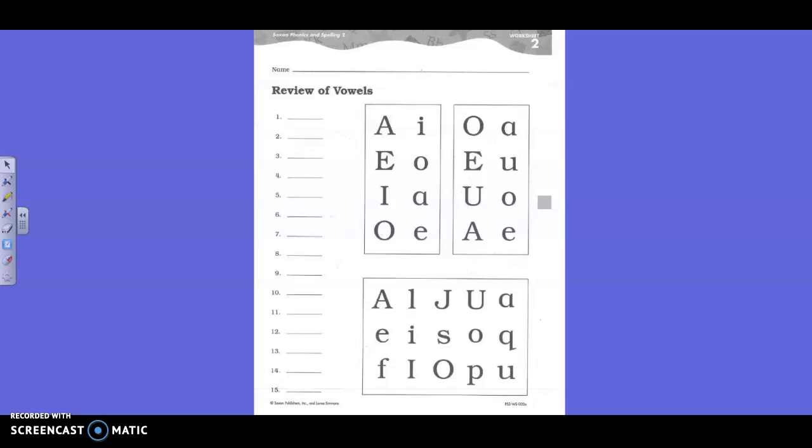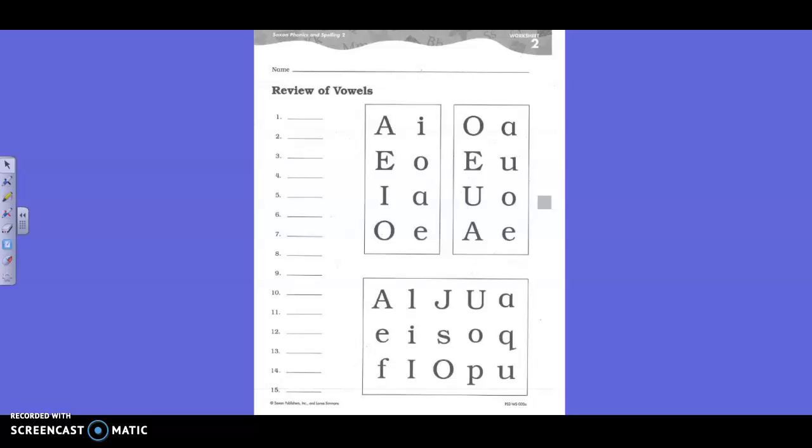I have a question you all should know. Are you ready? How many letters are in our alphabet? 26. Rock on. You have to know that for a test on Friday. Yes, you will have a test on Friday. You have to know there are 26 letters. Got it? Okay.